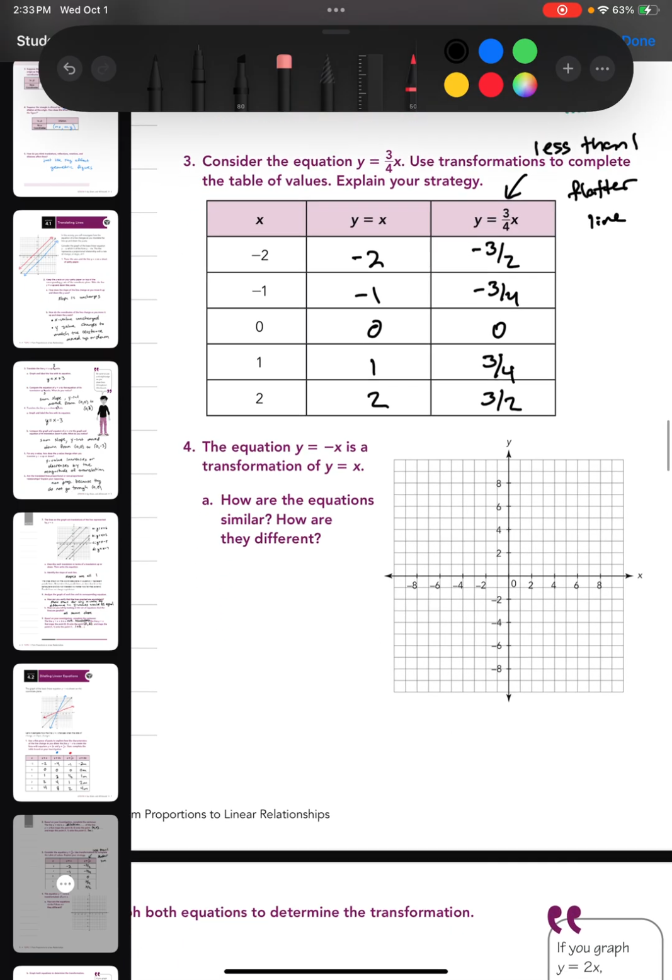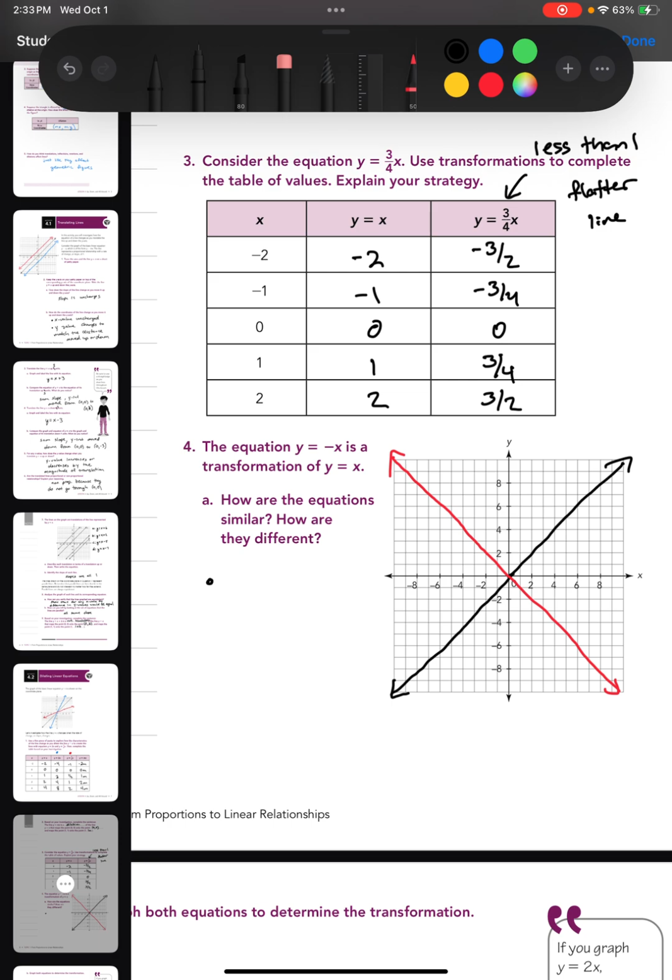All right, now number 4, we're going to look at reflecting it. It says the equation y equals -x is a transformation of the parent function y equals x. How are the equations similar? How are they different? Okay, so y equals x, our parent function, is going to look like this, increasing with a slope of 1 going through (0, 0). Y equals -x is going to be reflected and turns into a decreasing graph with a slope of -1. So how are they similar and how are they different?